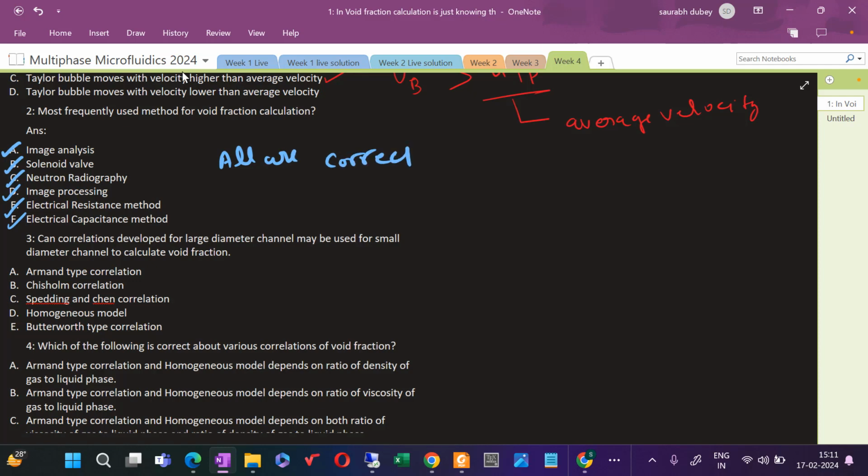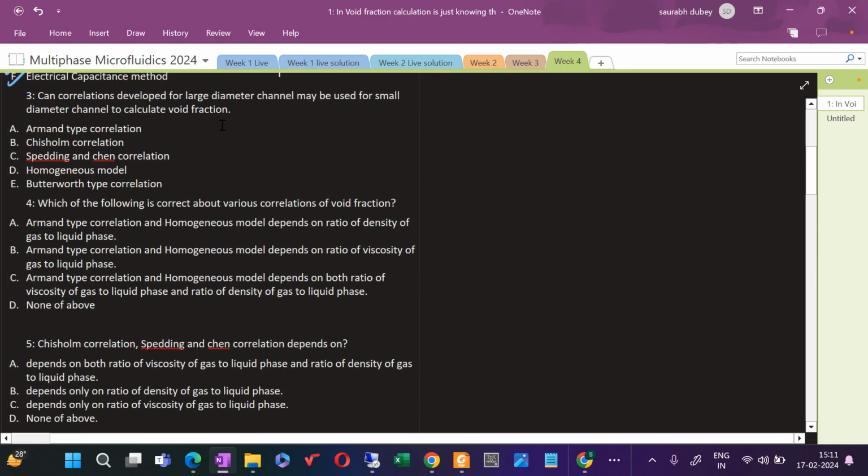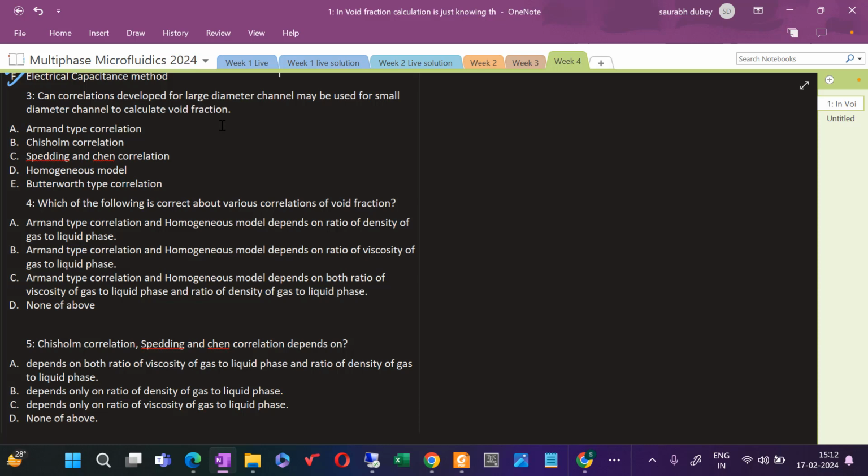Okay, so this is the method for void fraction calculation. Can correlations developed for large diameter channels be used for small diameter channels to calculate void fraction? Directly, they cannot be, but if you change these correlations a bit, some modifications will be required for these already well established correlations.